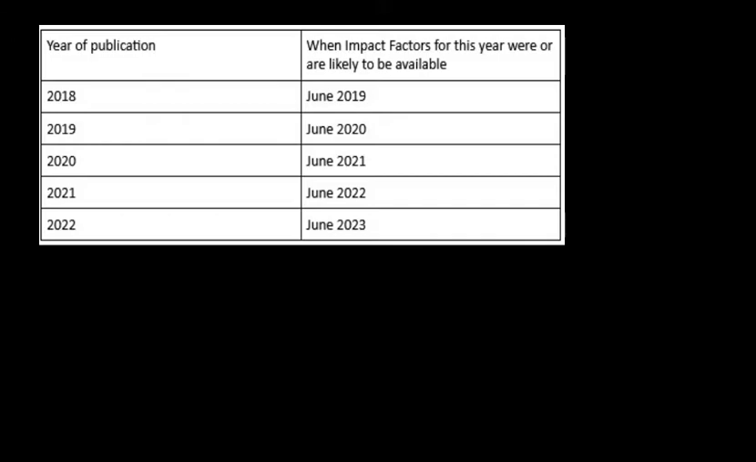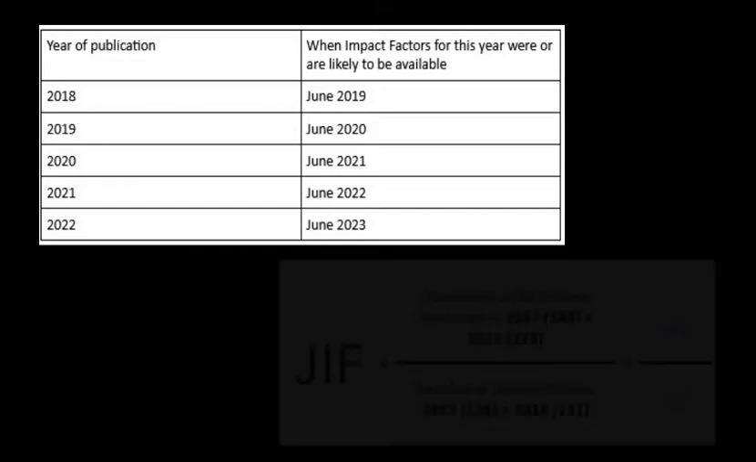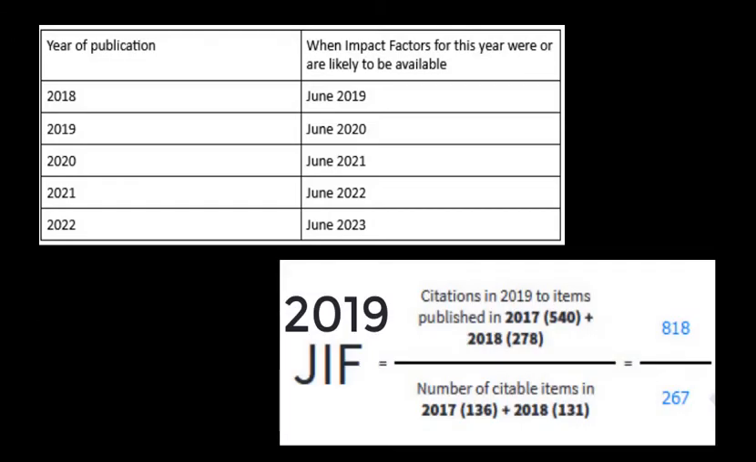This video is being made in the spring of 2021, and the most recent year available for impact factor is 2019. Because impact factors require gathering data about a whole year of journal performance, they are calculated once per year and have traditionally been published in the early summer.